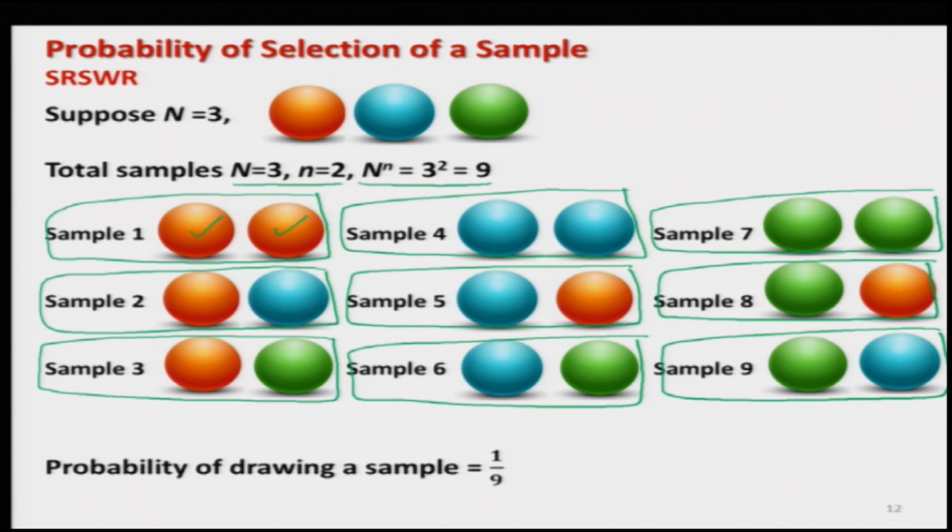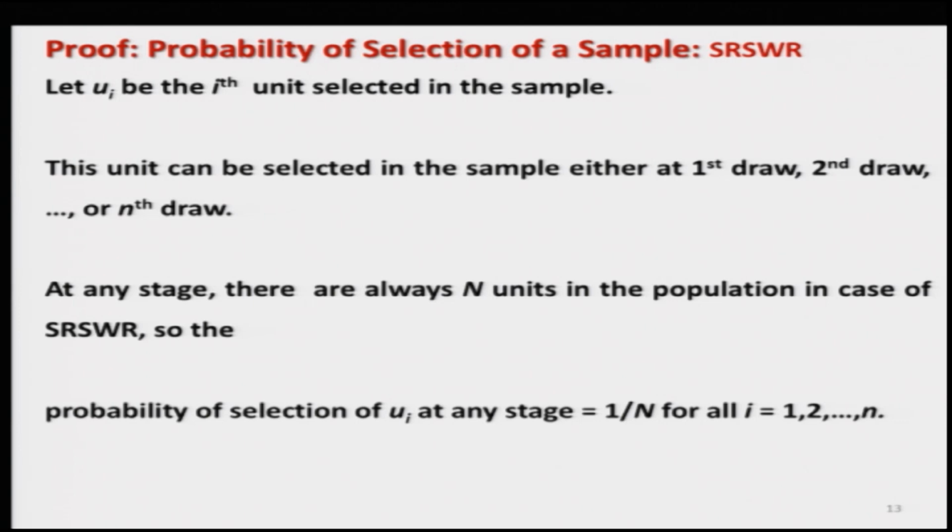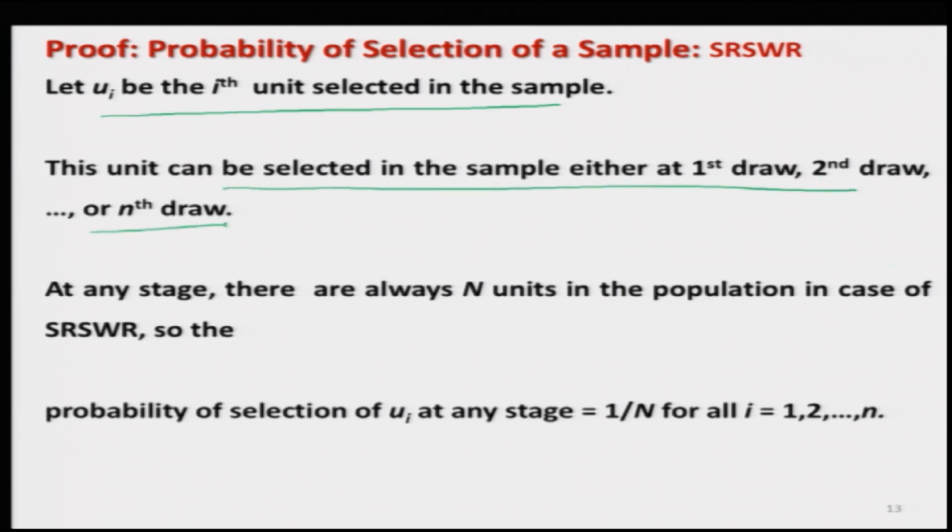So there are 9 possible samples which are equally probable. So the probability of drawing a sample will simply be 1 upon 9. And now, in case you try to have the proof of this probability on similar lines as we did in the case of SRSWOR, I can briefly give you the proof. Let U_i be the ith unit which is to be selected in the sample. Now this ith unit can be drawn in the first draw, second draw, or in the nth draw, which we have already discussed exactly on the same lines.